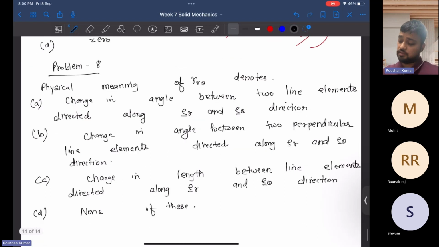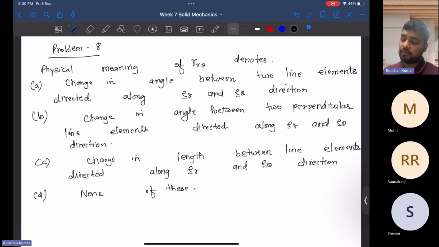So coming to the question, the physical meaning of gamma r theta. The first option is change in angle between two line elements directed along e r and e theta direction. Does this define gamma r theta? That means the change in angle between two line elements, whether perpendicular, parallel, or making any angle between them. Is this the definition? No, this is not the definition.